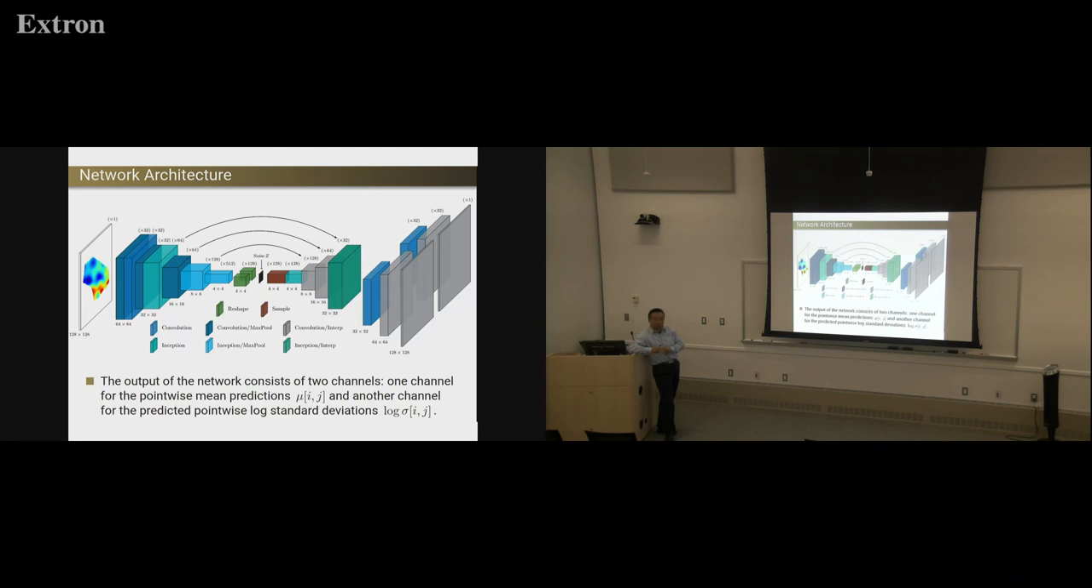This is different from what other people do. You can see my output has two channels. One channel presents the mean predictions, the other channel predicts the uncertainty, basically the variance of your predictions. So it tells you what the uncertainty associated with your predictions is. Maybe your data is bad, maybe your architecture is wrong, all this kind of information is included in this uncertainty bound.